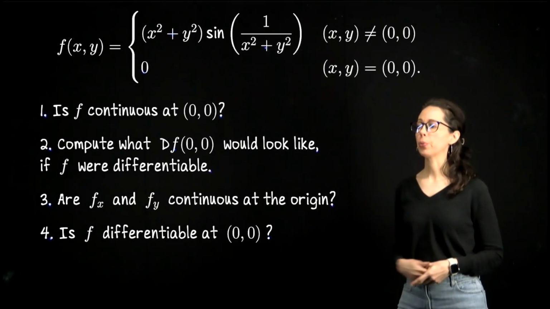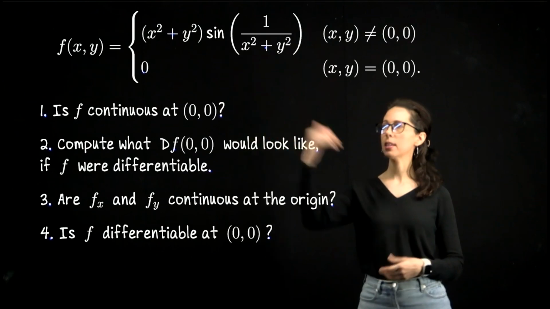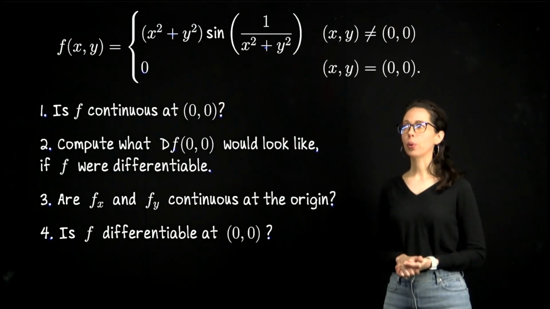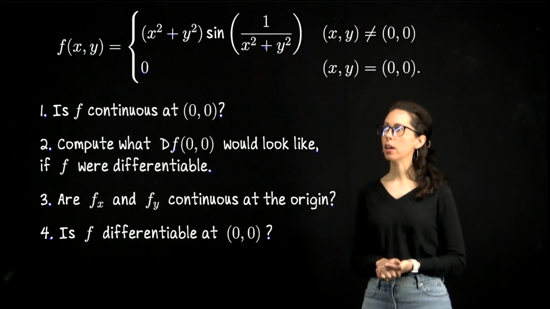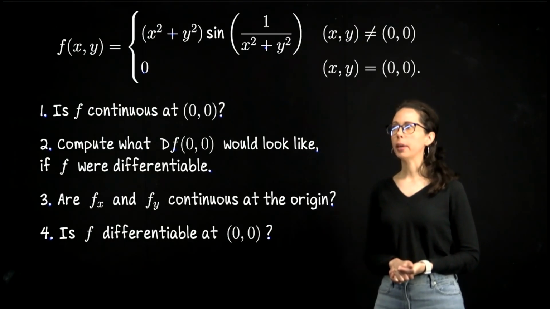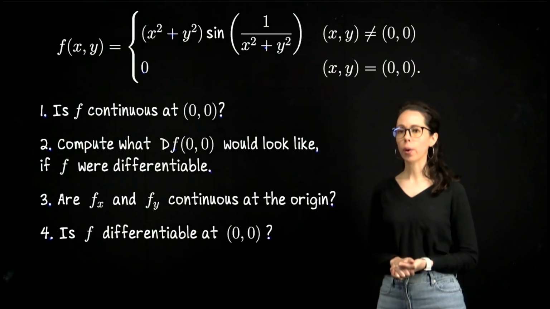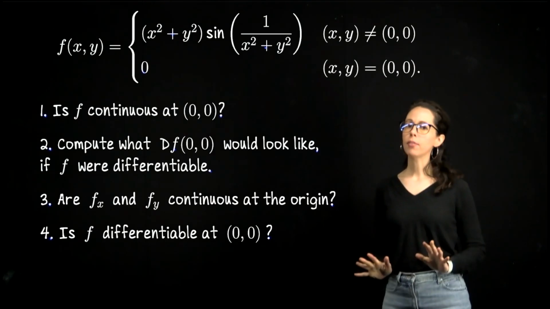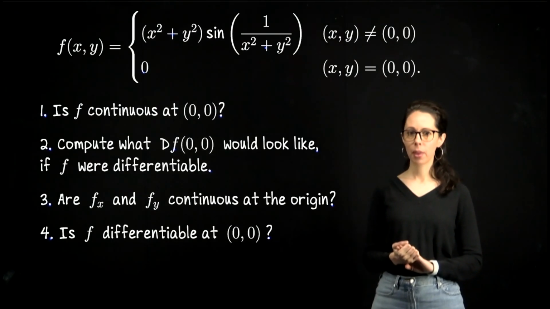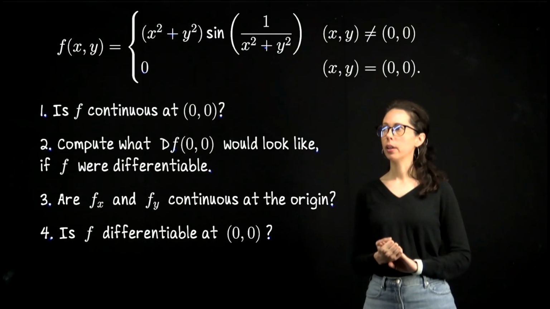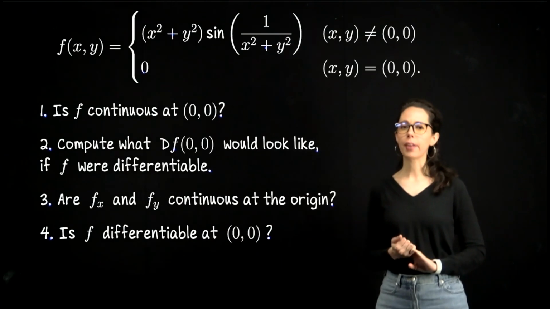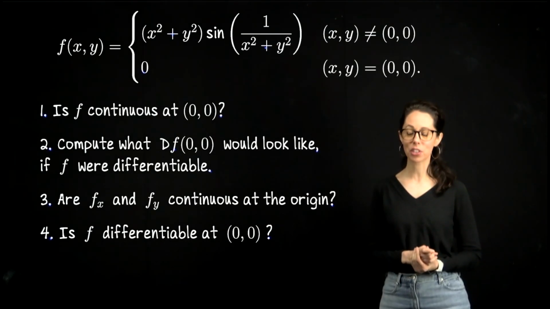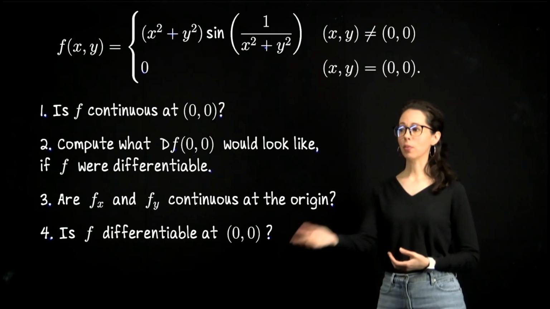I would like to work through these 4 exercises for this scalar-valued piecewise-defined function. So here we have this function f, which is defined on all of R2 to be the product of x squared plus y squared with sine of 1 over x squared plus y squared whenever x and y are not both 0. And then at the origin in R2, f is 0. This is a pretty famous function, so this is like a classic example of a certain result that we will land on with these 4 questions.